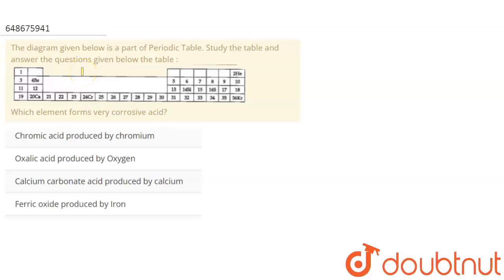Hello everyone. The question is, the diagram given below is a part of the periodic table. Study the table and answer the questions given below the table. Which element forms very corrosive acid?